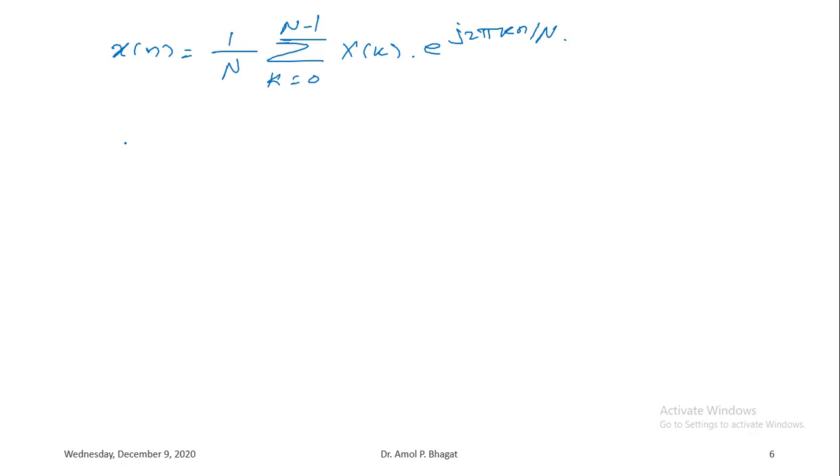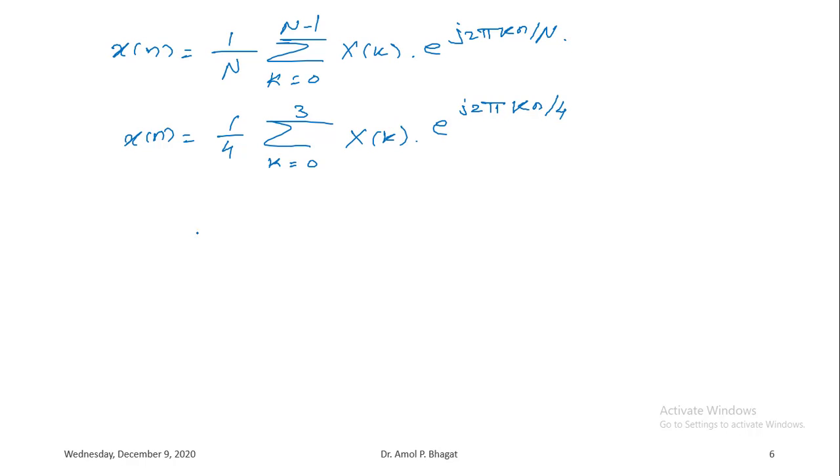Now here I will put the values, N is 4 in this case. So it will be k equals 0 to 3, right? X of k into e to the power j2 pi k n by 4 will be there. Correct?